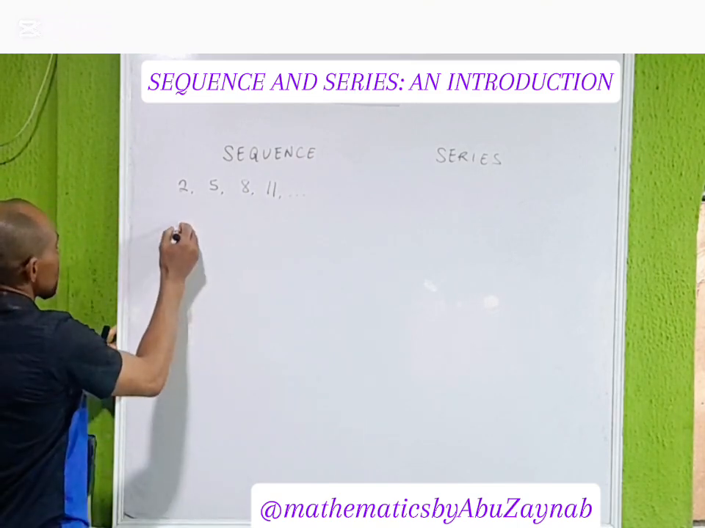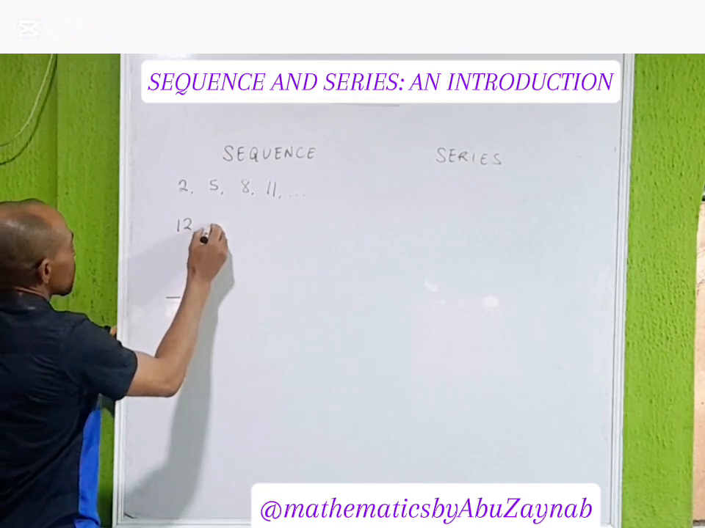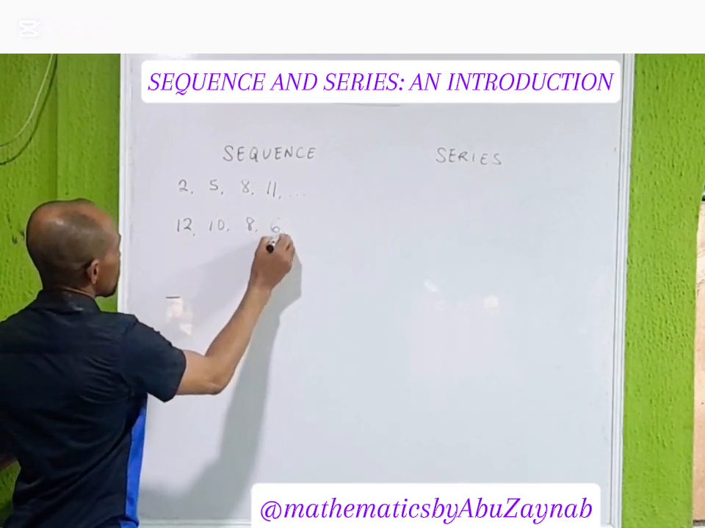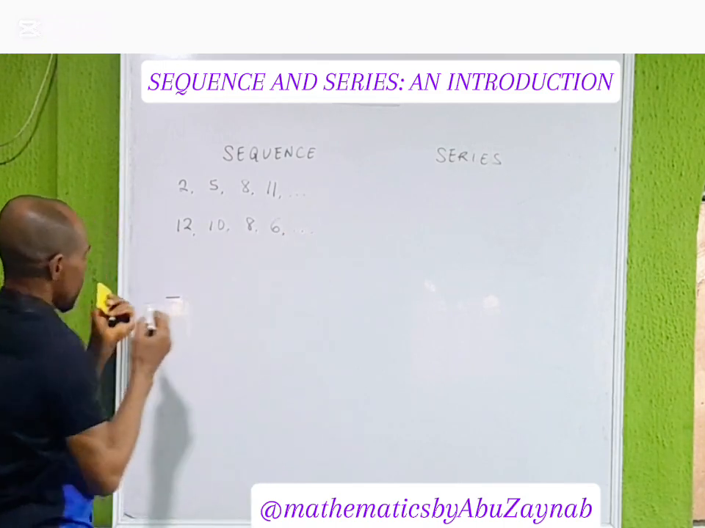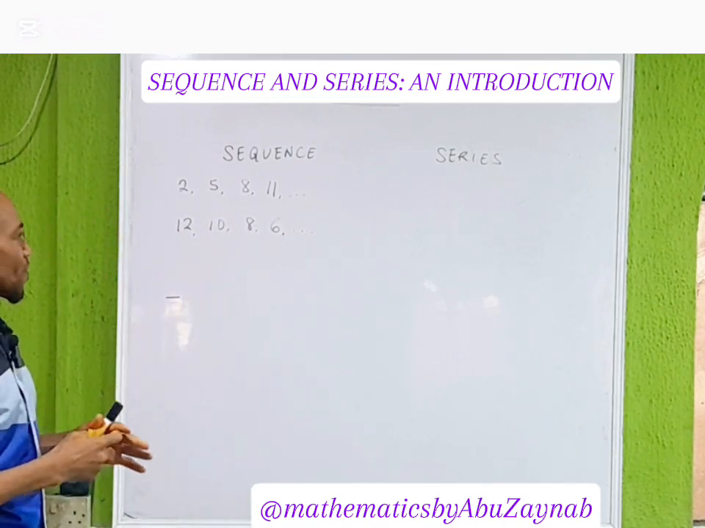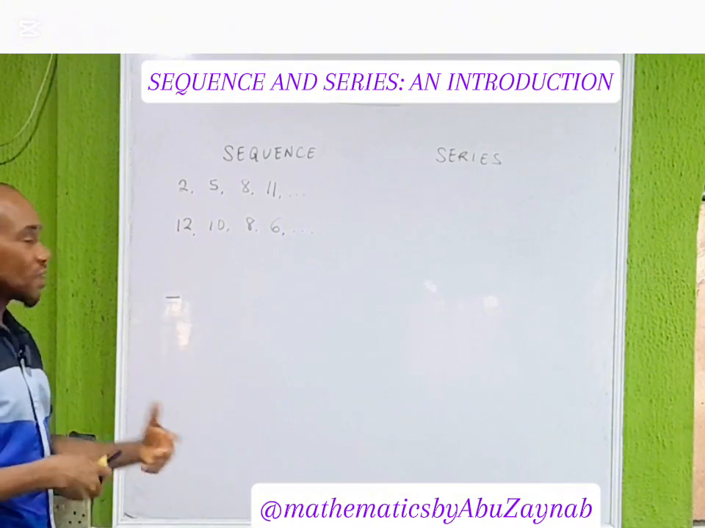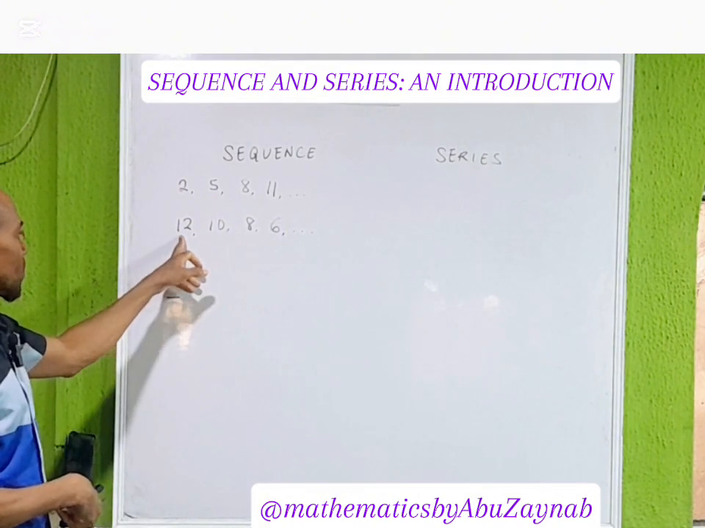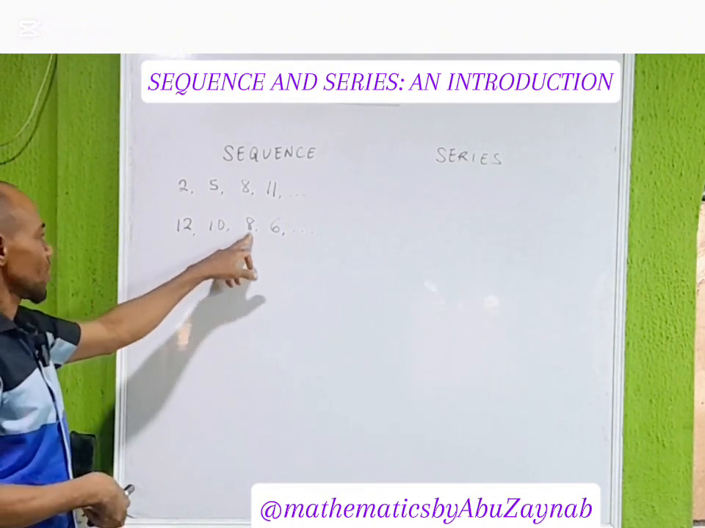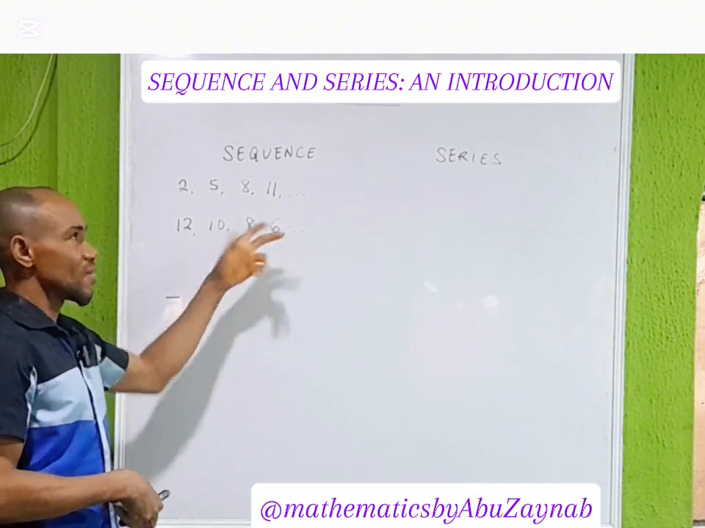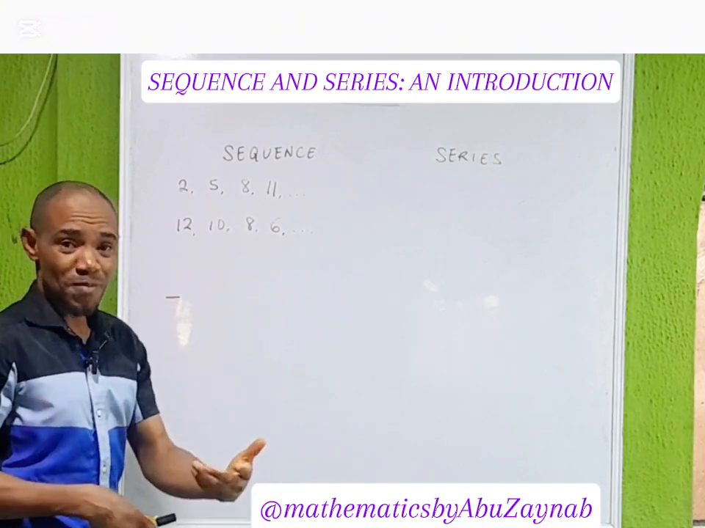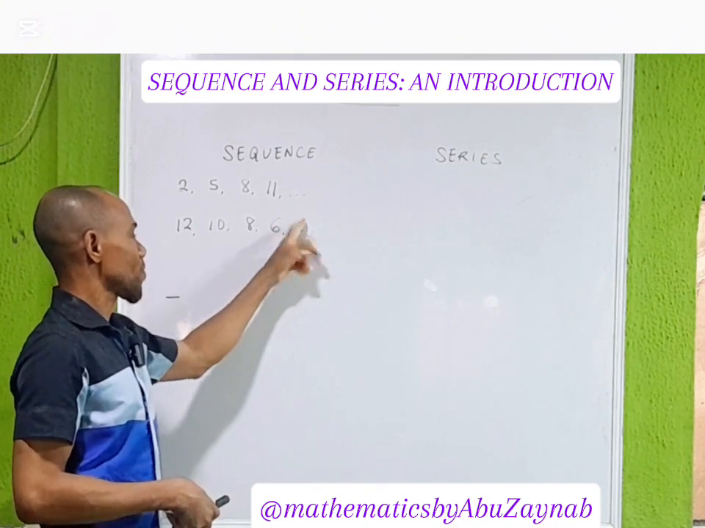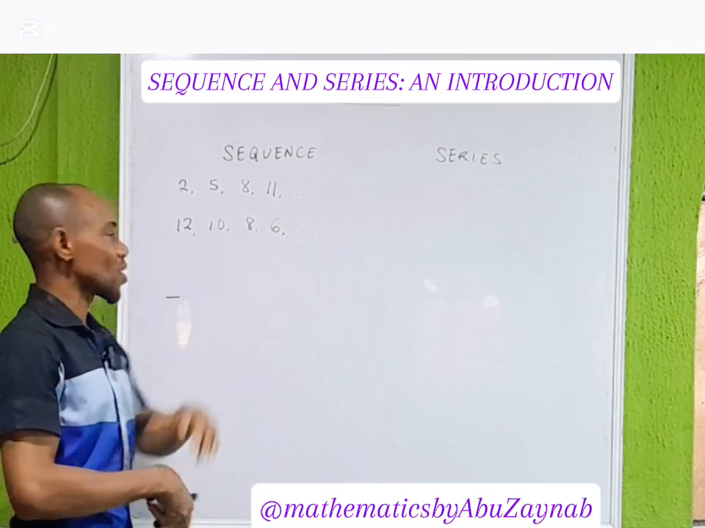If we have, for example, 12, 10, 8, 6, here as well is a sequence of numbers reducing in value by a constant value. We have 12 minus 2 is 10, minus 2 is 8, minus 2, 6. That means we're having a constant of minus 2. So from that, we can generate the next numbers to be 4, 2, and so on and so forth.